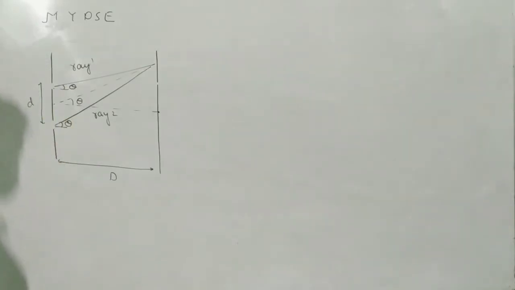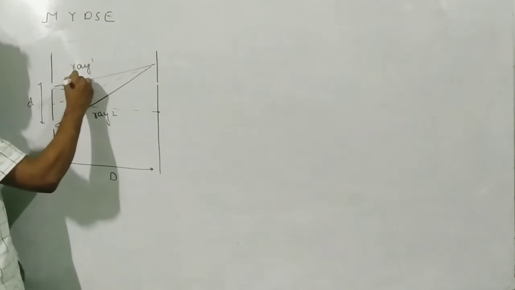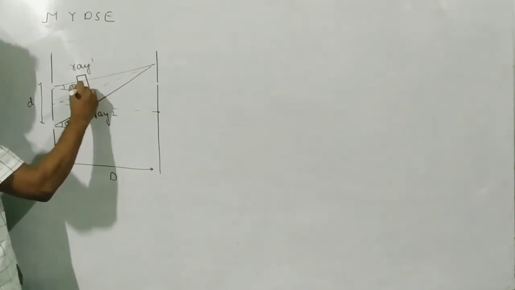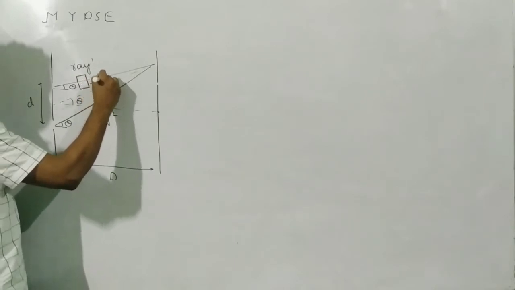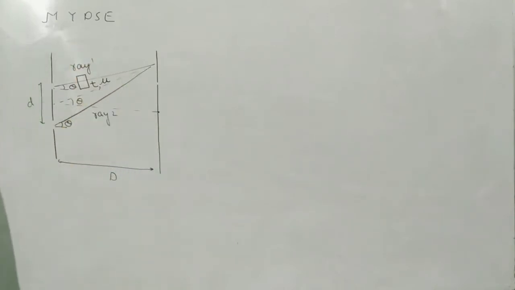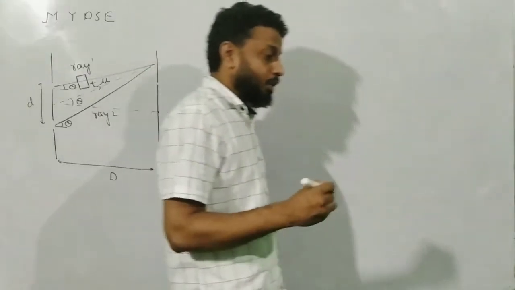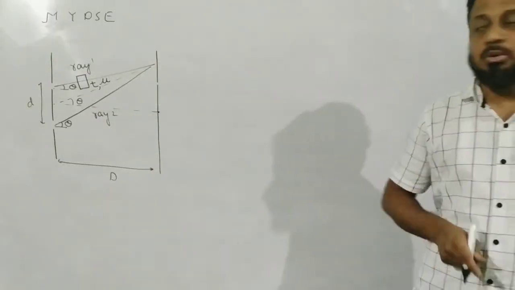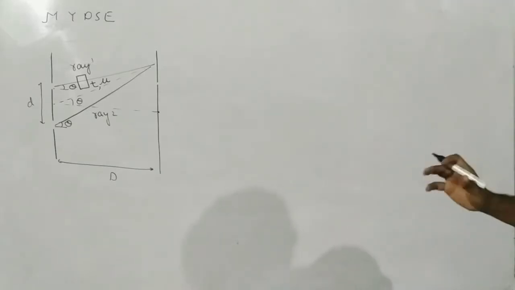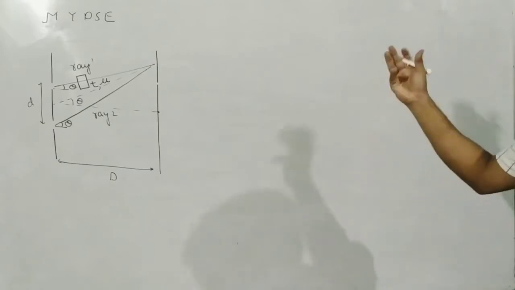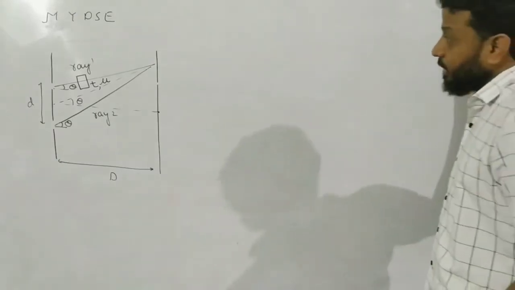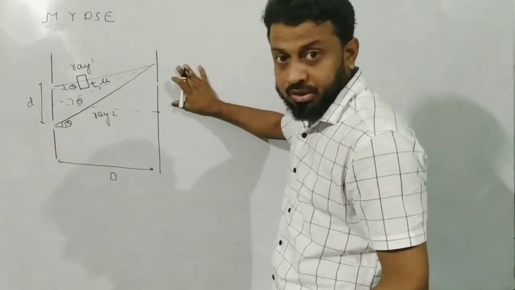Okay, and let us say we introduce a slab here, and this slab has a thickness of T and has a refractive index of mu. So when you introduce this glass slab, what is going to happen? Okay, so for that, let us try to understand the concept of glass slab separately over here, and then we will come back and we will try to write the equation of path difference over there.